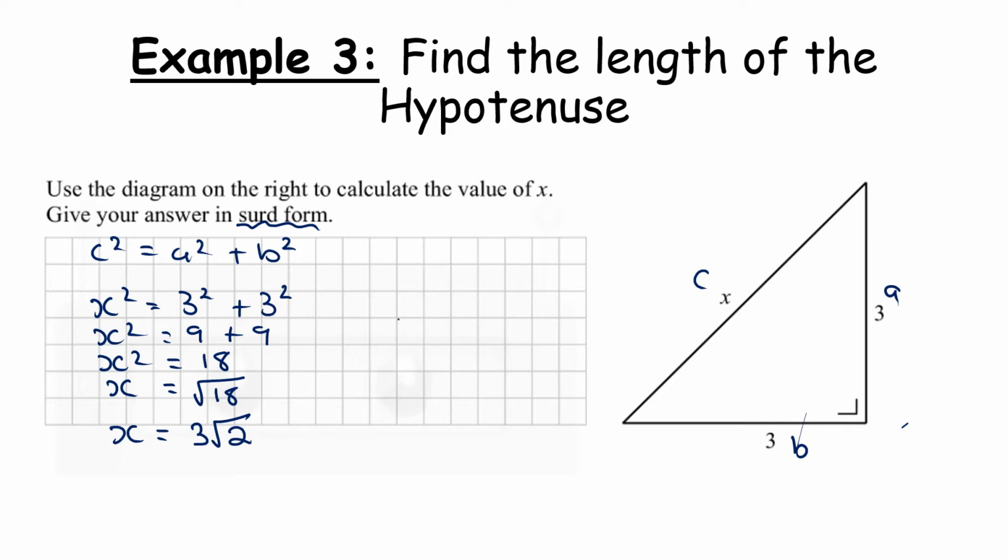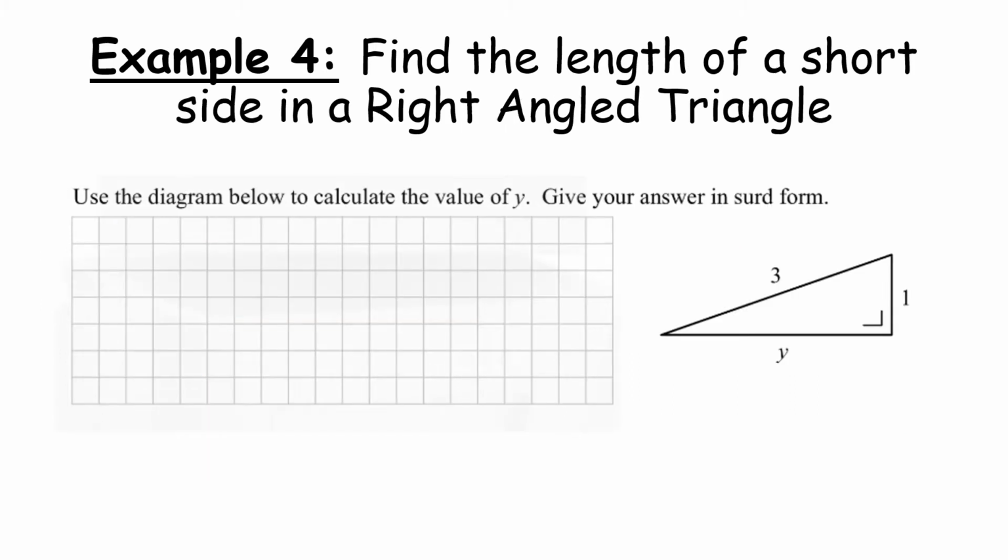If they asked us to convert that or to give the answer to so many decimal places, that would easily be done from our calculators. The second example: find the length of the short side in a right angle triangle. So here we're looking for the value of y. Again, give your answer in surd form.